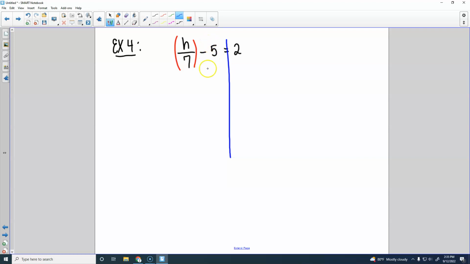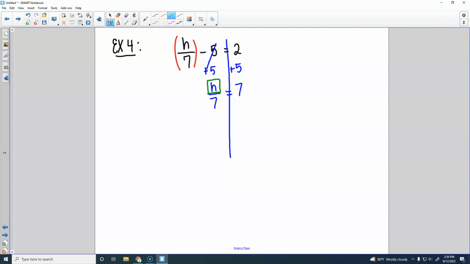So Giancarlo, what would I do to get rid of that 5? Very good. What's that going to give me whenever I do that, Giancarlo? Positive 7. Very good. And then that leaves me with h over 7 equals 7, which looks like a fraction, but it's really not. It's h divided by 7.